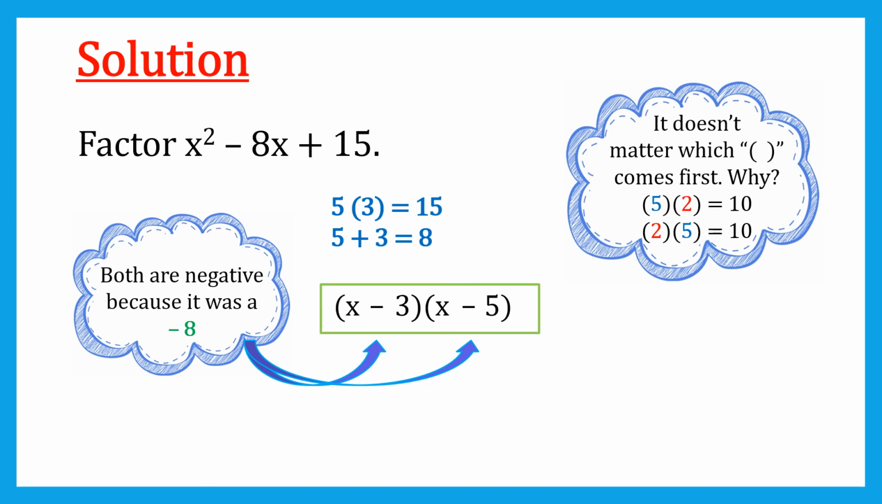Remember, it doesn't matter which parentheses come first. Why? Because 5 times 2 is equal to 10 and 2 times 5 is equal to 10. So therefore, x minus 5 times x minus 3 is also correct.